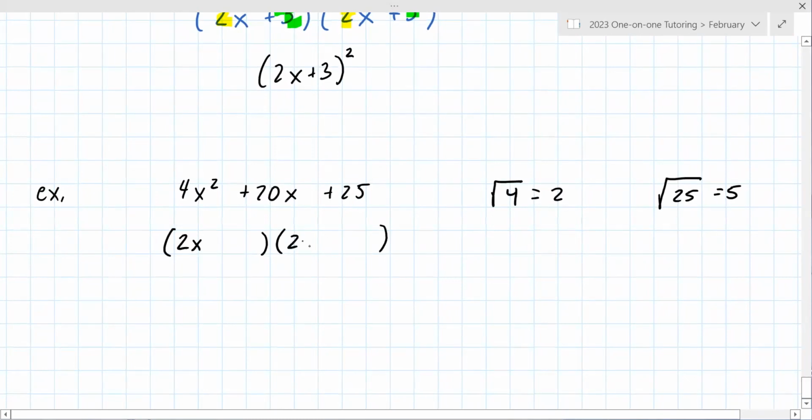2x and 2x. That's coming from the square root of 4, the 2. And then the 5 tells you that it's plus 5 plus 5. Or 2x plus 5 squared.